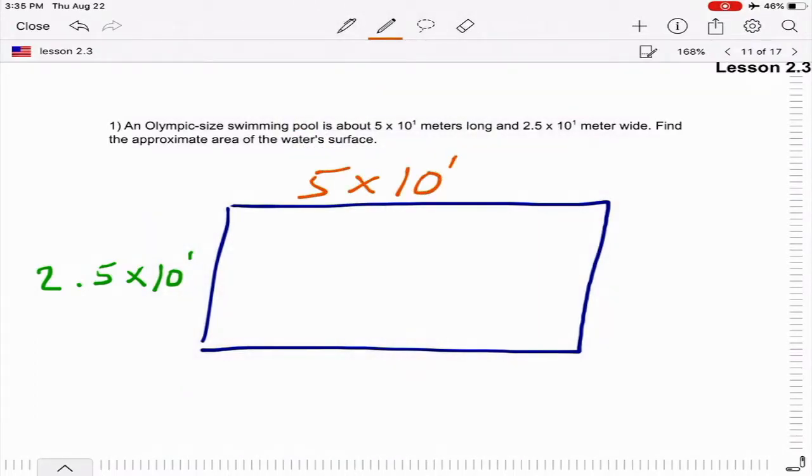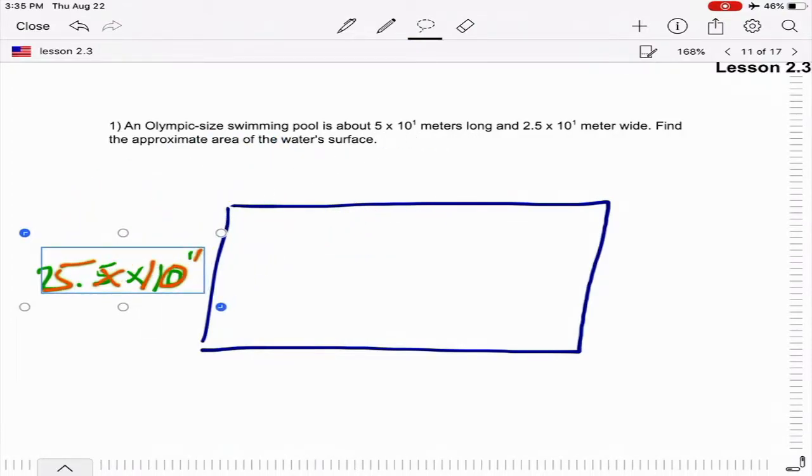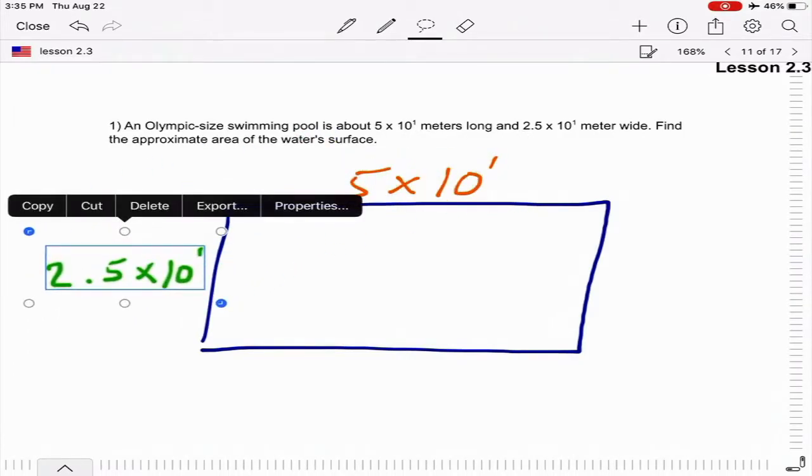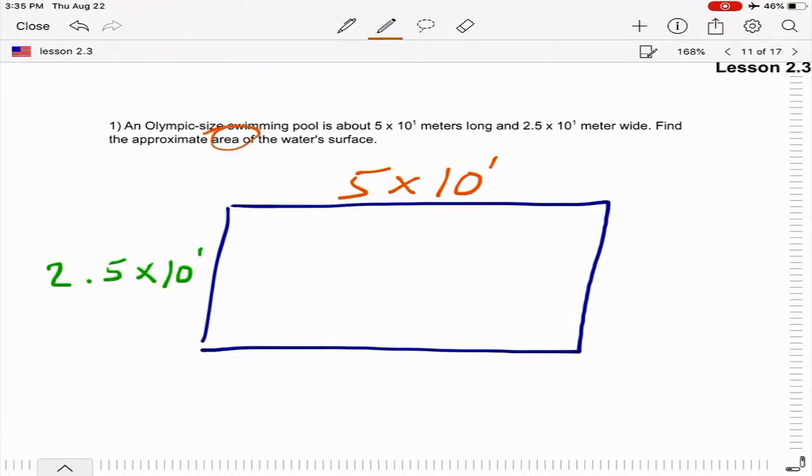Now, please understand, it didn't matter if I put the 5 here, or if I decided to put the 5 here instead and move this over here. For the most part, I just drew it out, but it didn't really matter where I put it. I just need a length and a width. And they want us to solve the area. So area is length times width.